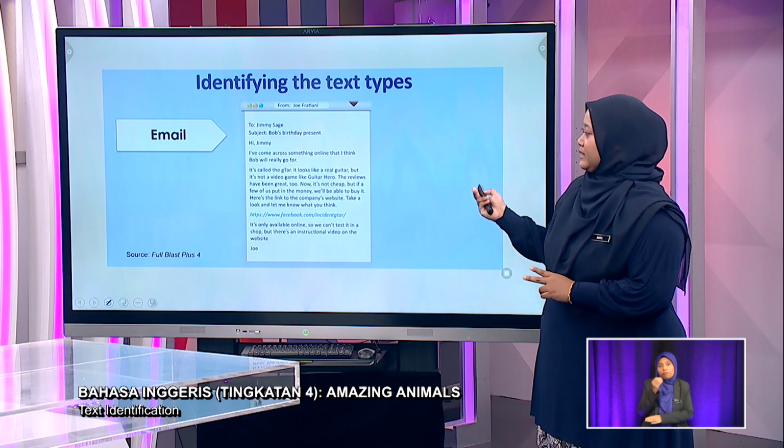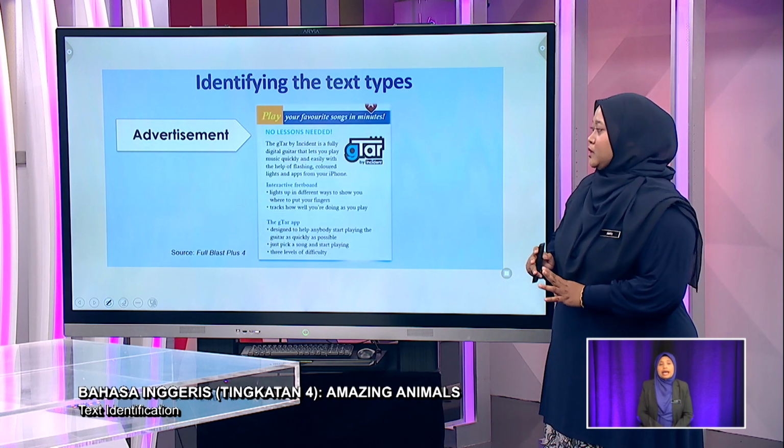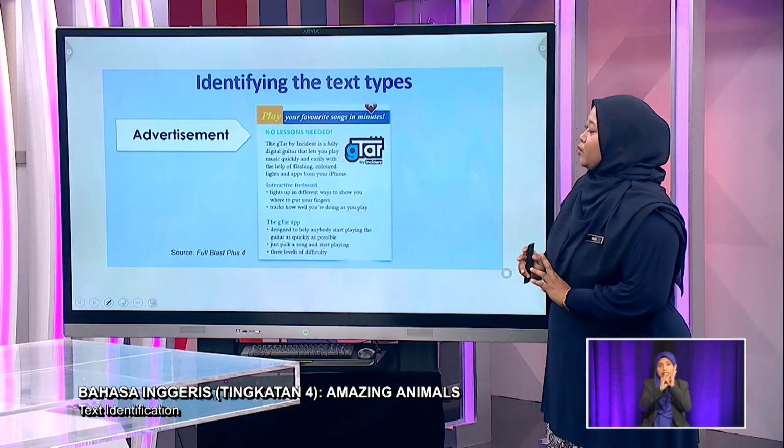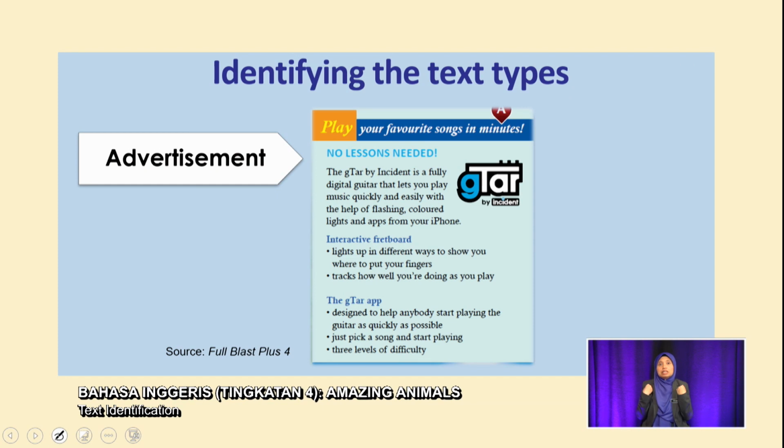Next, for the next text type, we have an advertisement. An advertisement contains persuasive and factual information. Usually in an advertisement, the main idea is written in bullet points, so that it will be easy for readers to further understand what is being delivered. They also use simple language for advertisements.